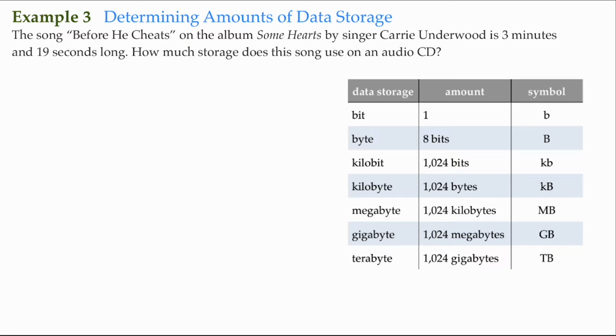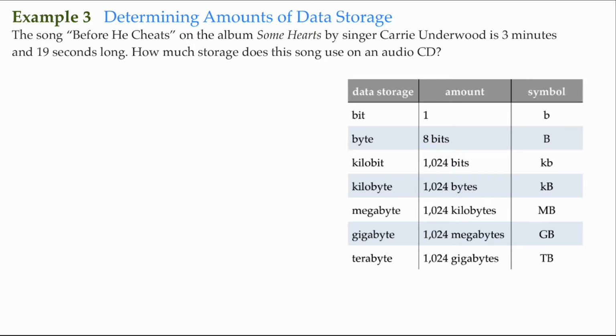So for this example, it states, the song Before He Cheats on the album Some Hearts by singer Carrie Underwood is 3 minutes and 19 seconds long. How much storage does this song use on an audio CD? So when this song is recorded on a CD quality CD, how much storage or how much data is it going to use?